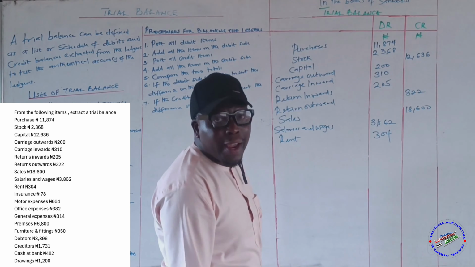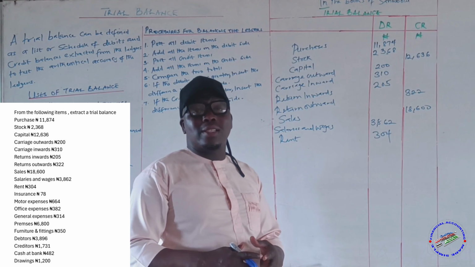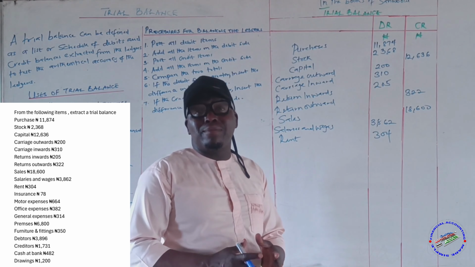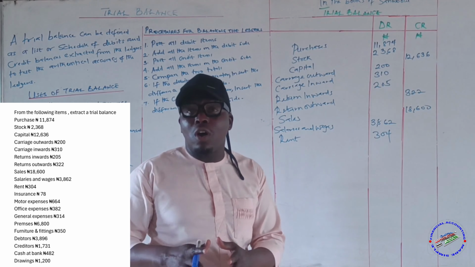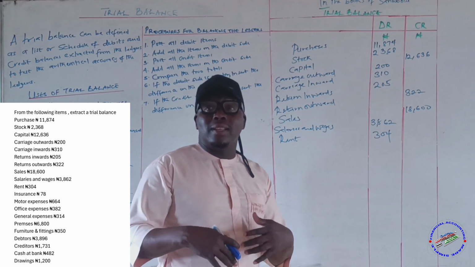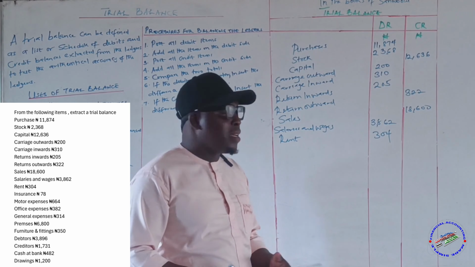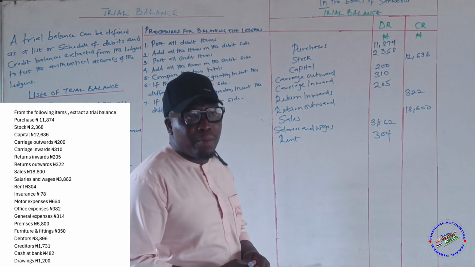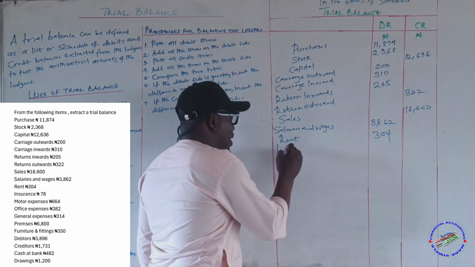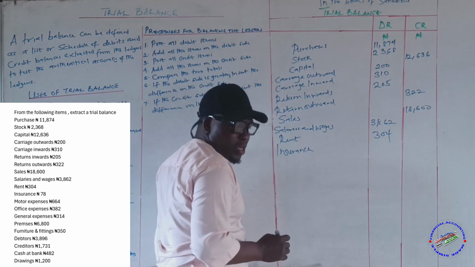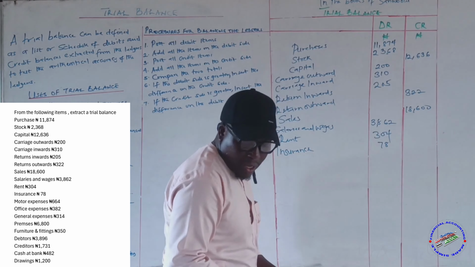The next one is insurance. Maybe you have a very large store where you are selling electronics or food, and you can't predict if there's going to be a burglary or a fire incident. So you insure your business against uncertainty, so that you can be indemnified by the insurance company. So the insurance premium you pay on a yearly basis is an expense. So we have insurance, 78 naira on the debit side.